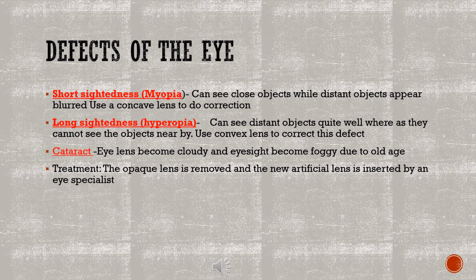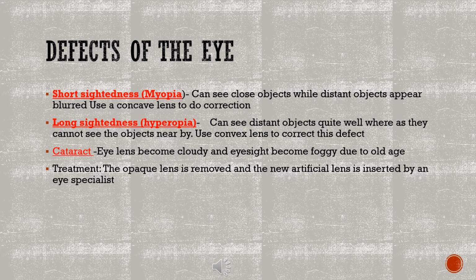Then another one is cataract. The lens of the eye becomes cloudy and eyesight becomes foggy due to old age. There may be some scratches or fogginess. This can be corrected by an operation only. The opaque lens is removed and a new artificial lens is inserted with the help of an eye specialist. This is called cataract operation.